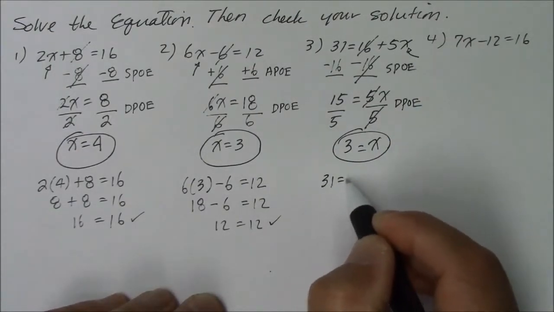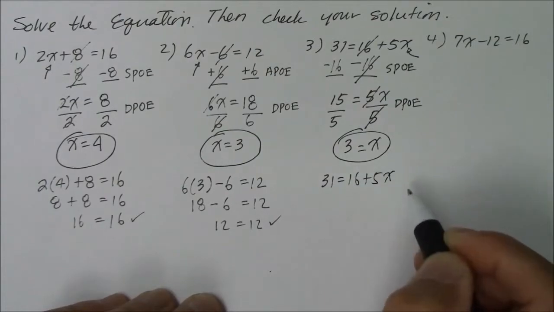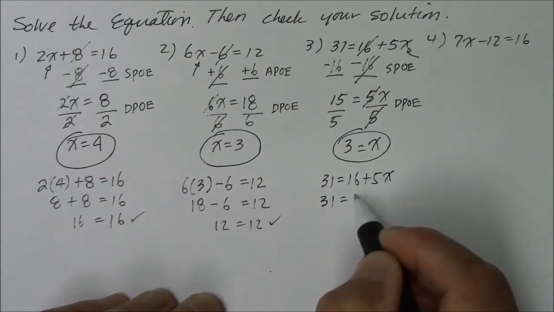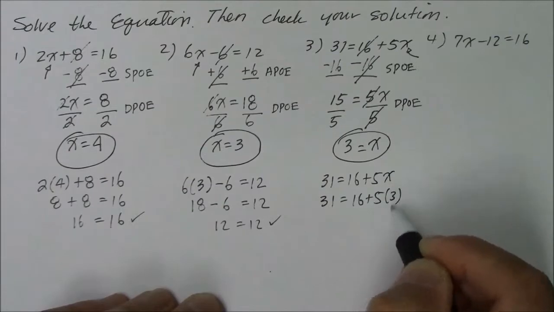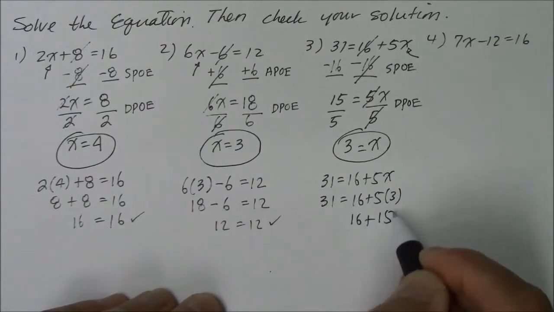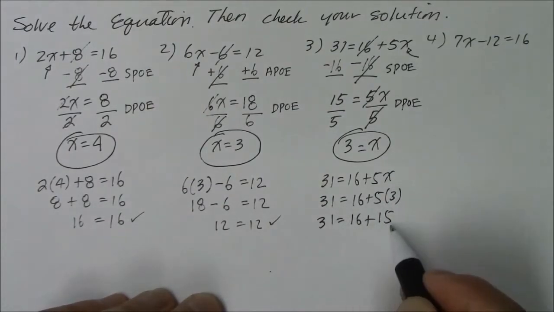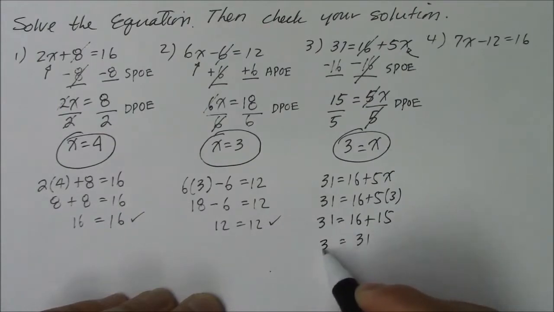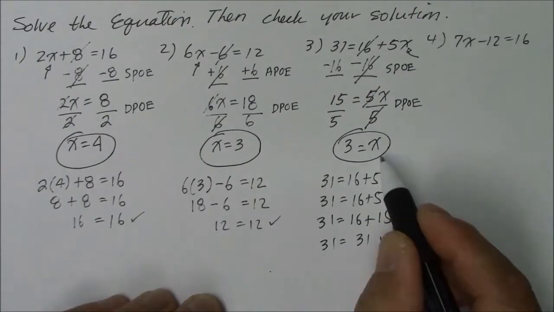So 31 is equal to 16 plus 5x. So 31 is equal to 16 plus 5 times 3. So 16 plus 15. And 16 plus 15 is, in fact, 31. Left and right is same old, same old. So that's a good answer.